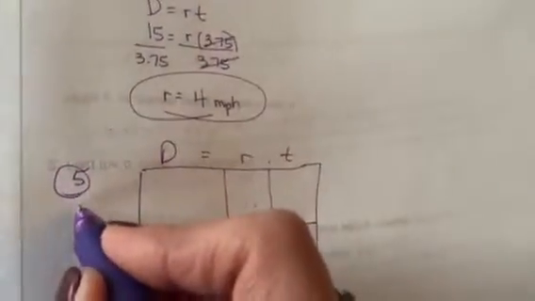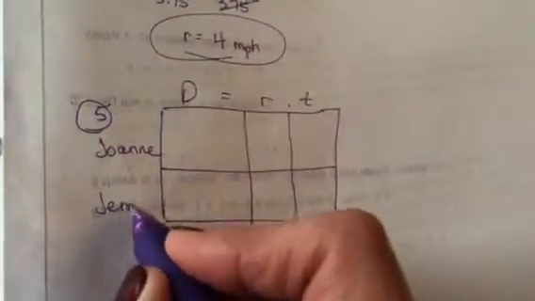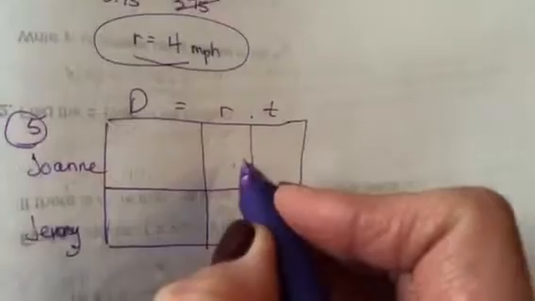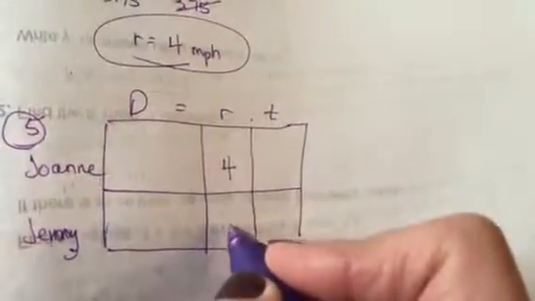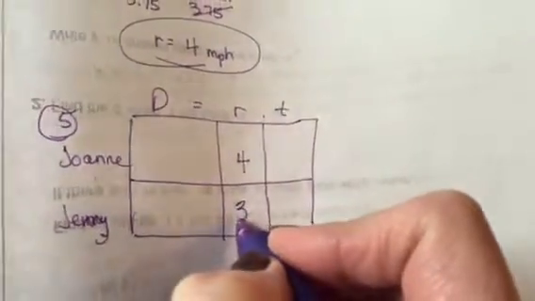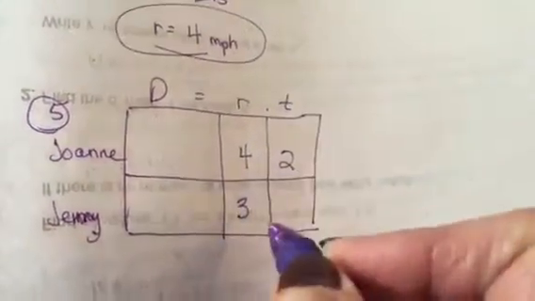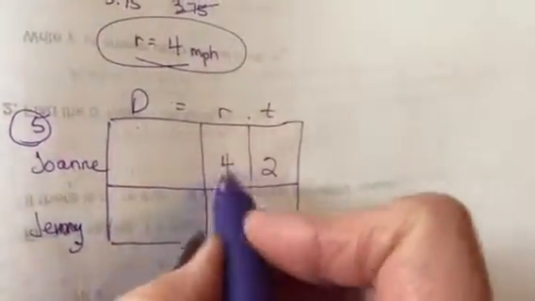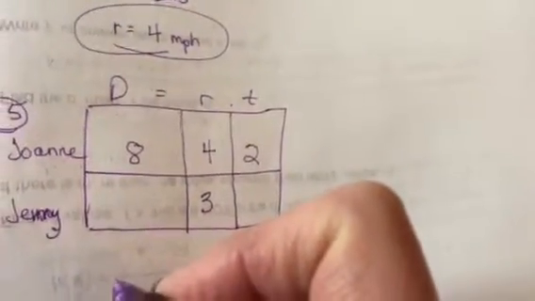Okay, here's my two scenarios, and I always label it. I got Joanne. I got Jenny. They both walked. Joanne went 4 miles per hour, and Jenny walked at 3 miles per hour. It took Joanne 2 hours to make the trip. Okay, so look, I know distance equals rate times time, so I can already tell you that 8 is going to go in there.